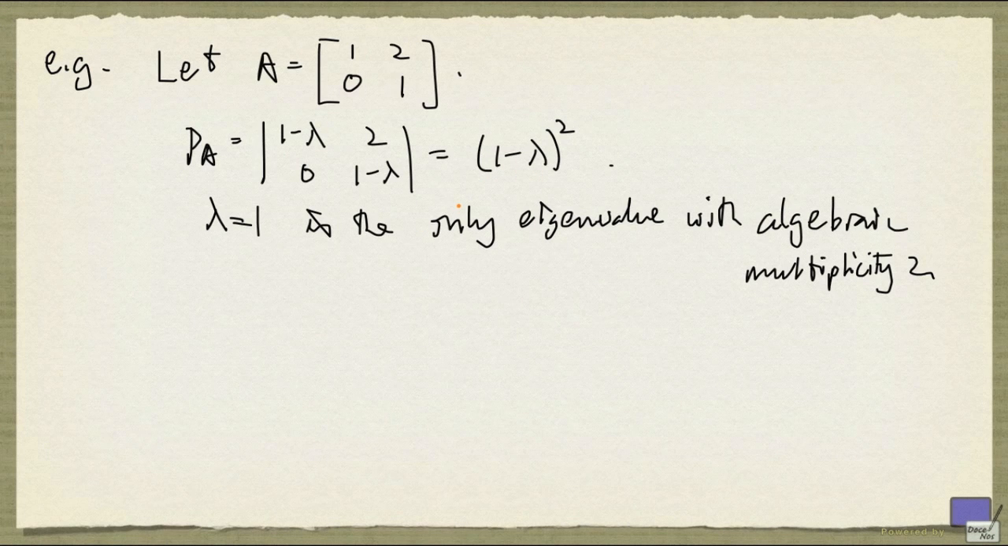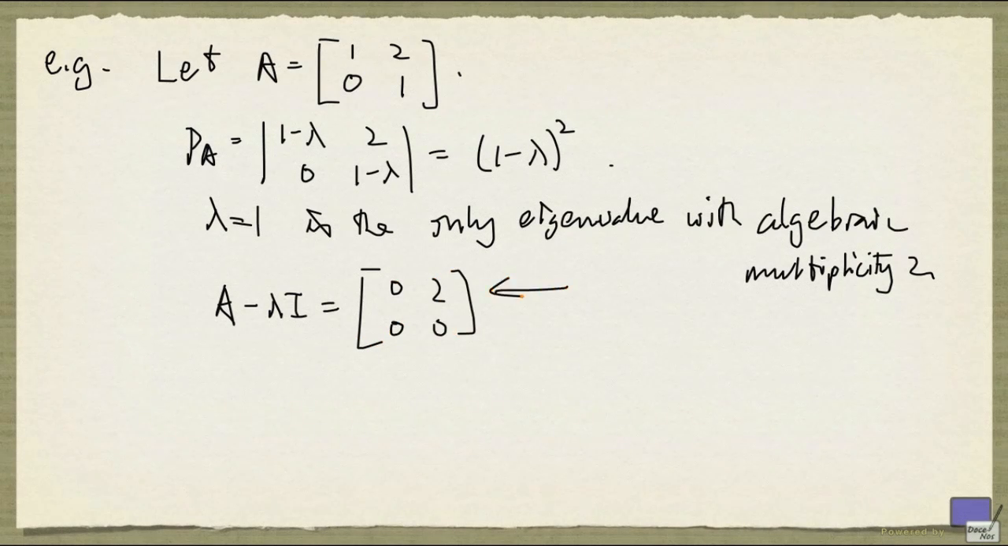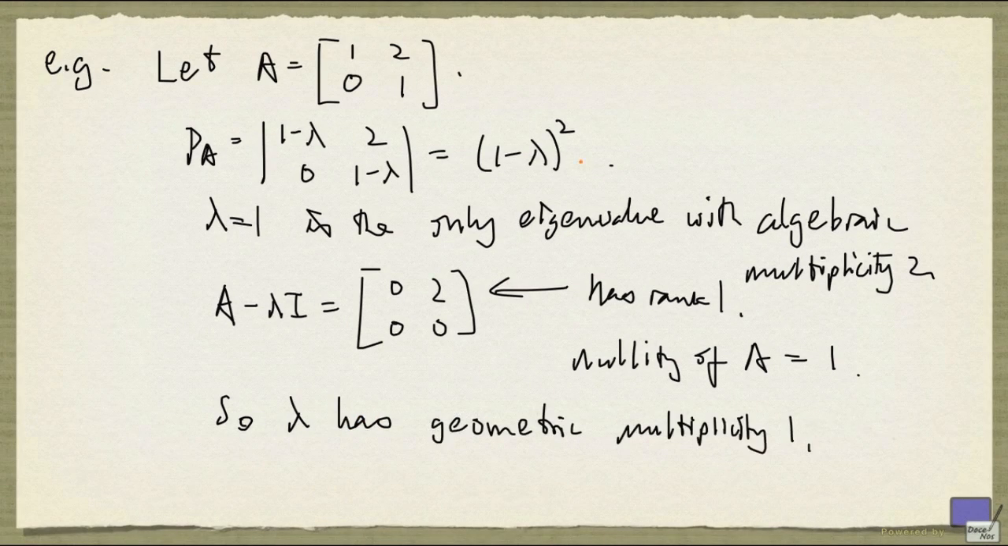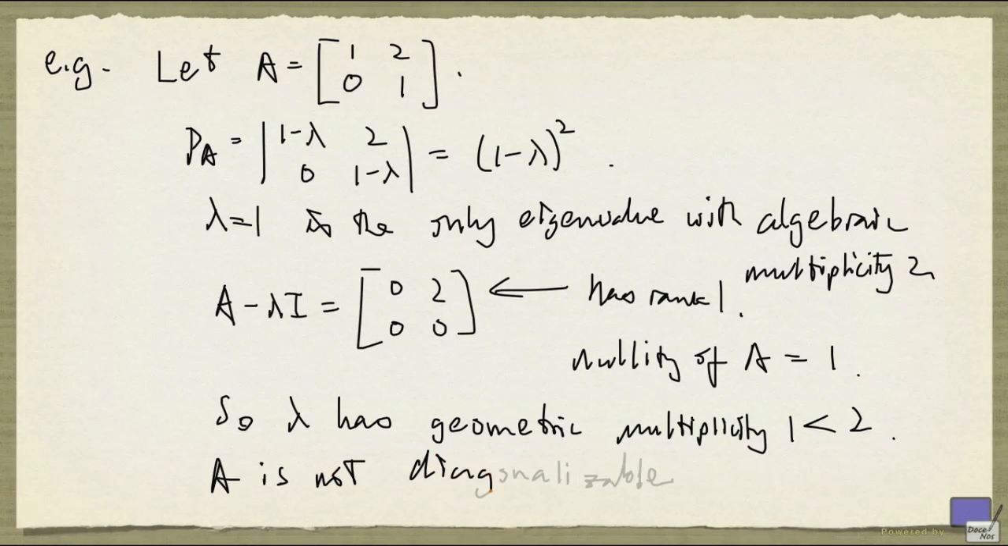What's its geometric multiplicity? For that, we need to look at the null space of this matrix, which is simply [0, 2; 0, 0]. But this matrix has rank 1, so the nullity is also 1. So lambda has geometric multiplicity 1, and that's less than 2. So A is not diagonalizable.